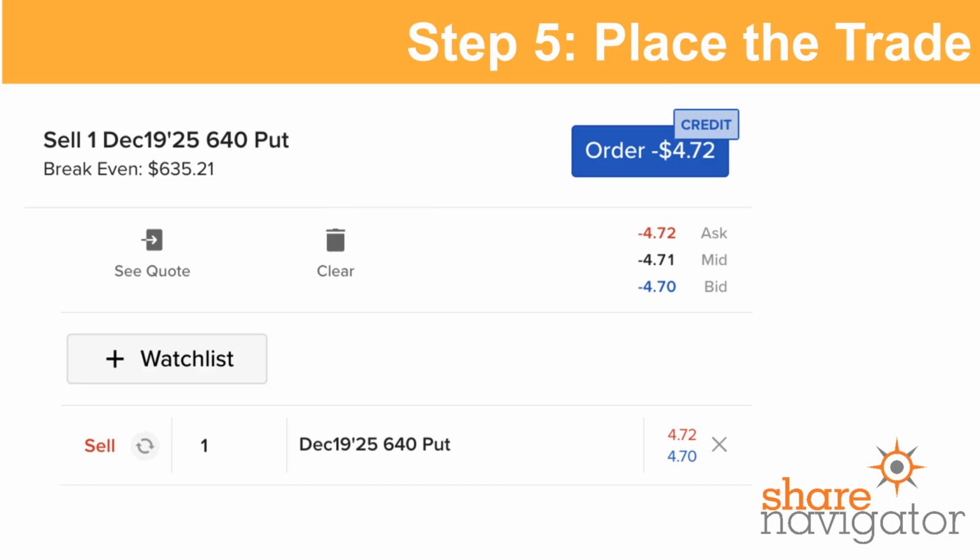So at the top of the window, it's telling you sell 1 December 19, 640 put. It's telling you your break even there, 635.21. On the right hand side, it's saying order minus 4.72. And you see it says credit. That means it's cash going to go into your account straight away. Underneath that, you have the bid ask spread. And then it's reminding you of the trade again at the bottom of that window.